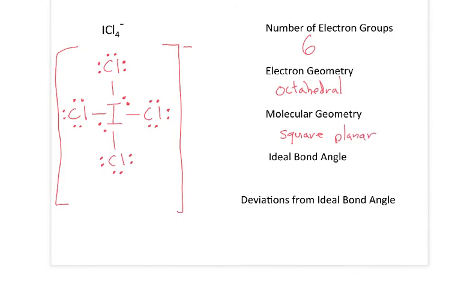The ideal bond angle is 90 degrees. Now in this case, it's different than some of the other ones. In this case, I actually don't expect deviations from the ideal bond angle, even though I have lone pairs. And when we do the projection sketch, I think you'll see why that's the case. If I had just one lone pair and an octahedral electron geometry, I would expect deviations from the ideal bond angle. So let's do the projection sketch on the next slide.